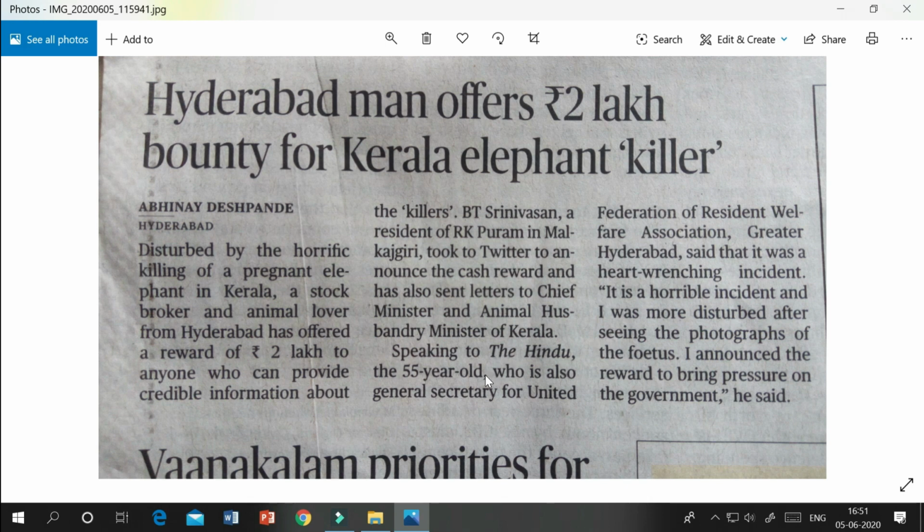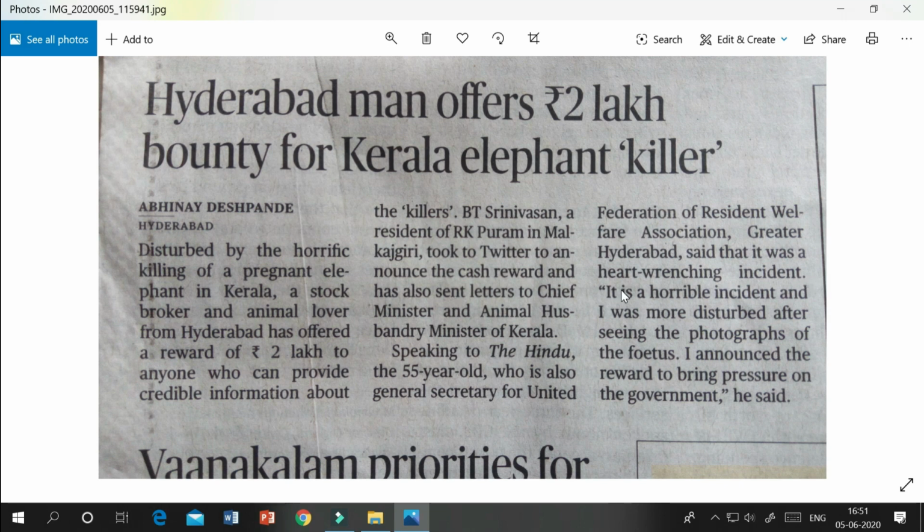Now what about the structure? Speaking to the Hindu, this is called non-finite clause. The 55-year-old is the subject. Who is also General Secretary for United Federation of Resident Welfare Association, Greater Hyderabad, this is called conjunction clause. Said is the verb. That it was a heart-wrenching incident, this is again a conjunction clause. This is another conjunction clause. So this sentence ends here.